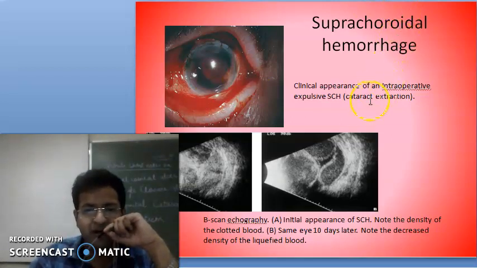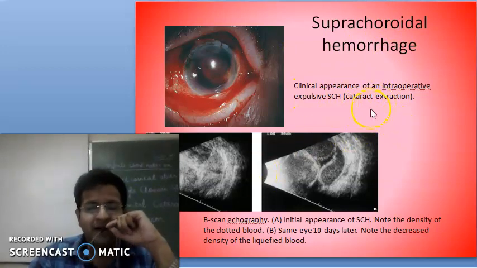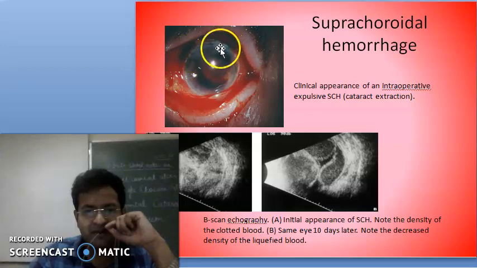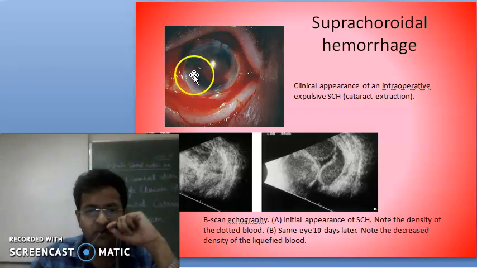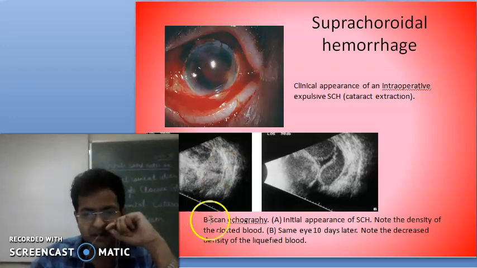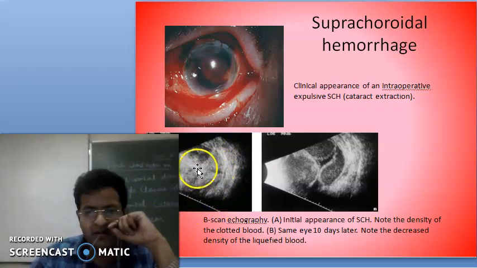Hence the suprachoroidal hemorrhage. You can see the suprachoroidal hemorrhage after cataract extraction. ECCE was being done in this case, and suddenly the suprachoroidal hemorrhage erupted and we had to close the wound immediately. This shows the B scans, the initial appearance of the suprachoroidal hemorrhage with very dense clotted blood, and the same eye 10 days later when the clotted blood liquefies.